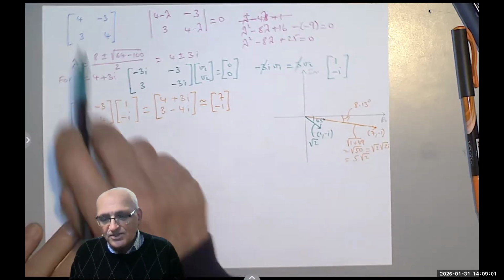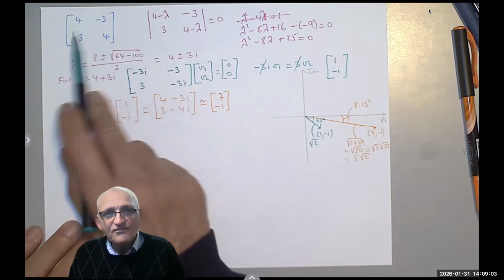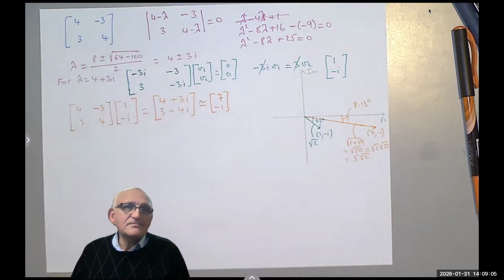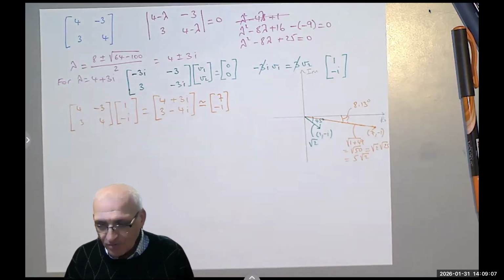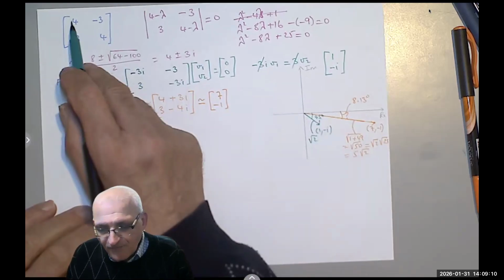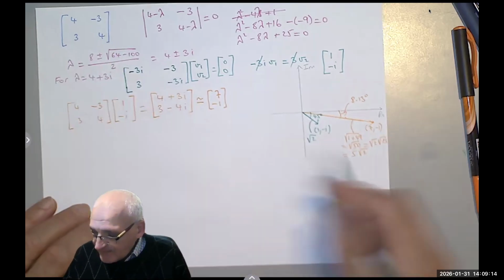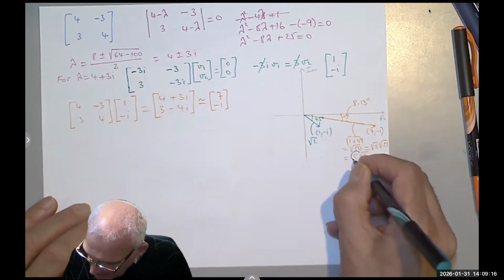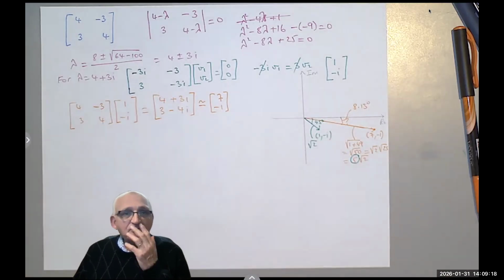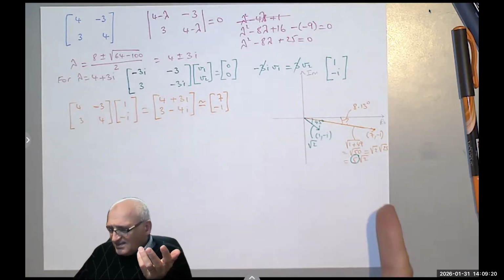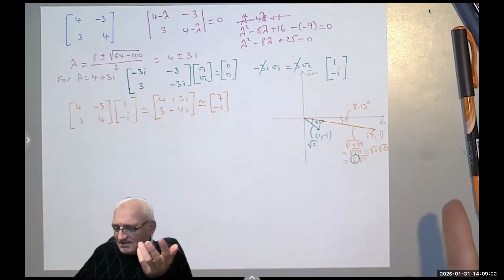Yes. Look at the original matrix. 3, 4, 5. Pythagorean theorem. So if you take the square root of 4 squared plus negative 3 squared, or 3 squared plus 4 squared, you get 5, which is the dilation factor. But what is this angle?